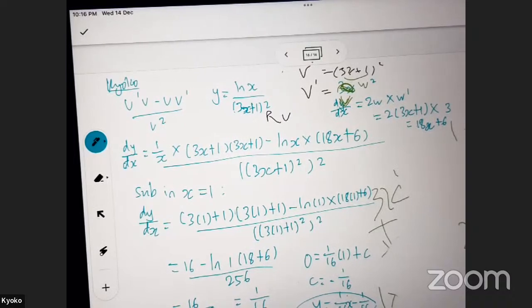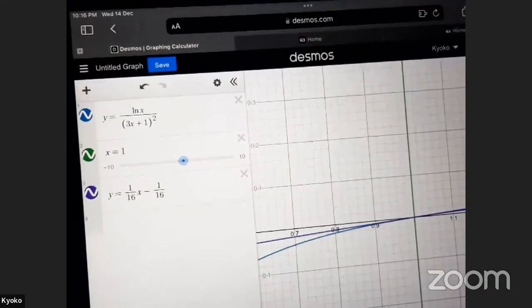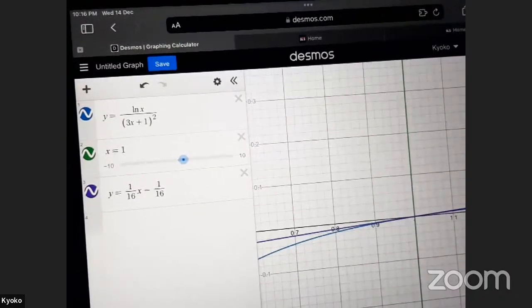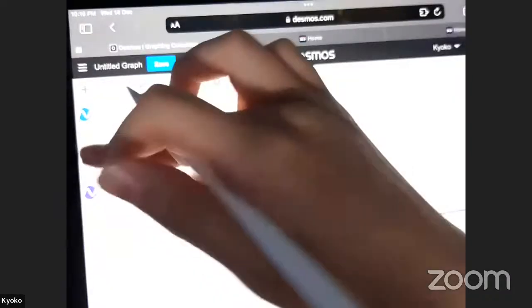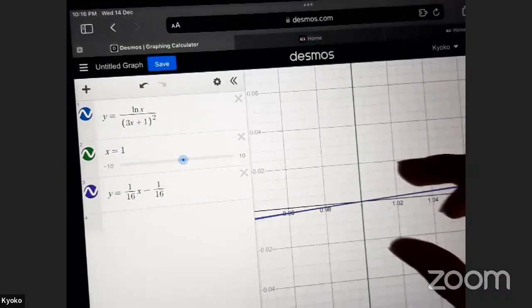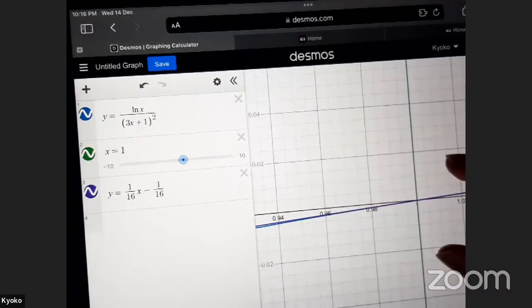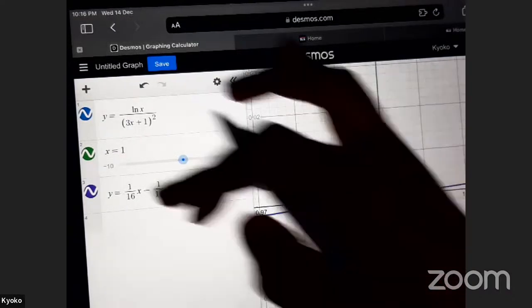Not really. Look at your Desmos one more time. You have the original graph, right? And then you have your line, right? In fact, if you make the x equals to 1 invisible, you also can. No, never mind. No need to do that. That's just good for the point. Make the line invisible. Make the x equals to 1.